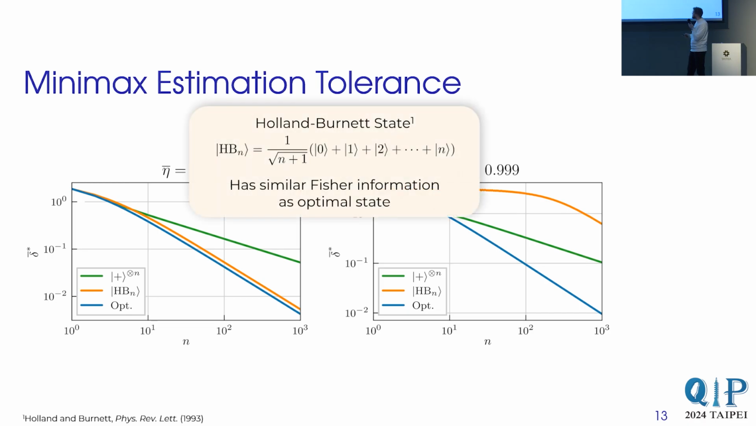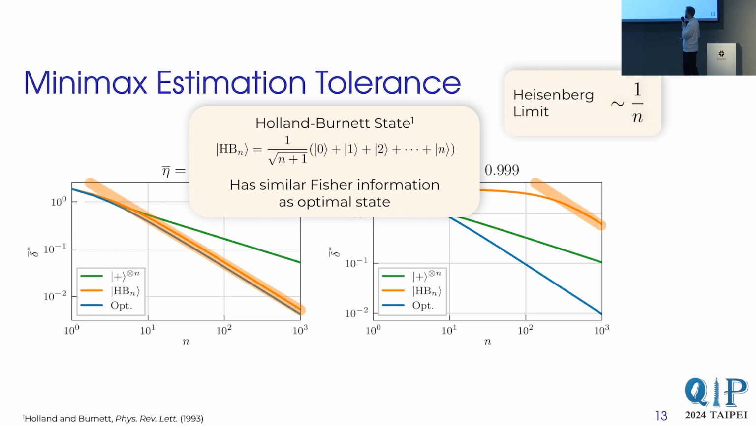And then we also have this orange guy here. This is the so-called Holland-Burnett state. This is a uniform superposition of all eigenstates of the joint system Hamiltonian. And I can tell you that the Fisher information of this state is more or less the same as the one of the optimal state. And the Fisher information is also independent of the success probability. It doesn't really figure in there at all. And we see that this Holland-Burnett state also achieves the Heisenberg limit. For the right plot, you have to believe me a little bit, but it does.